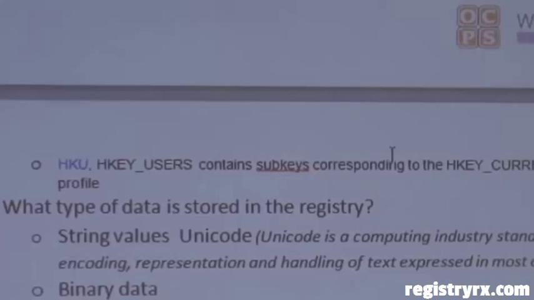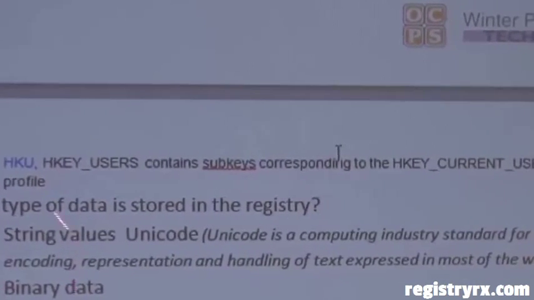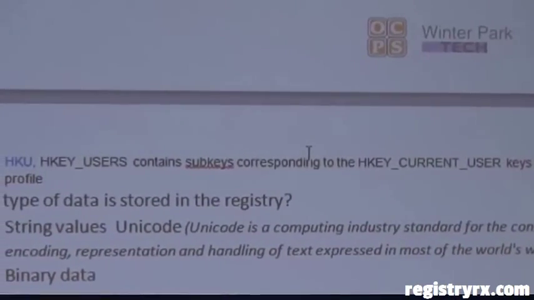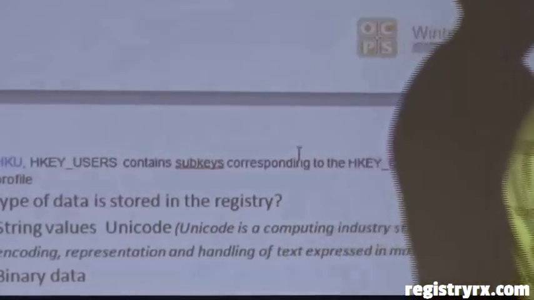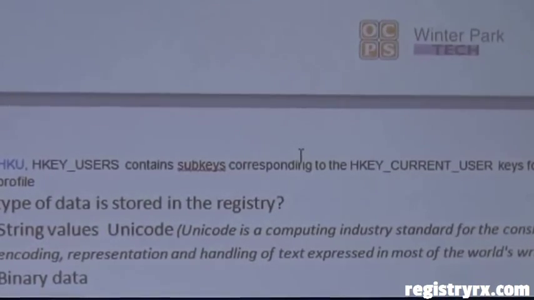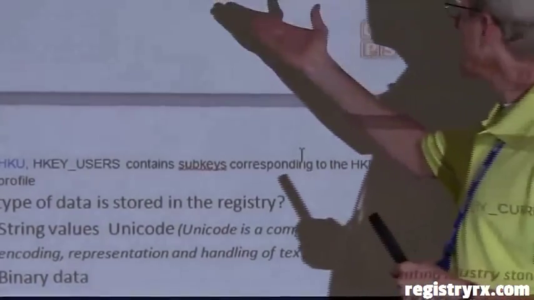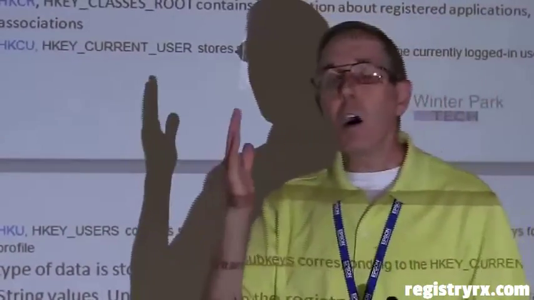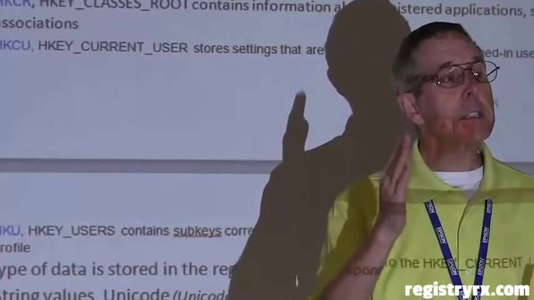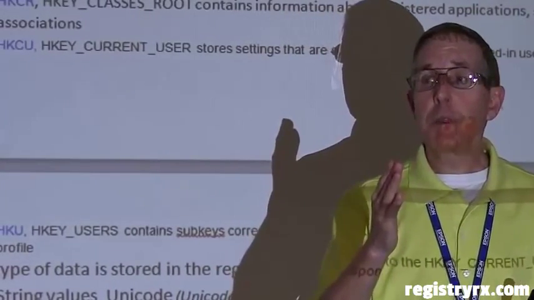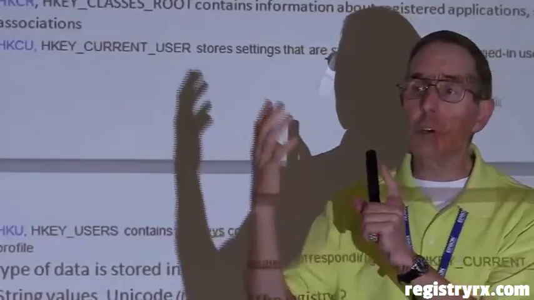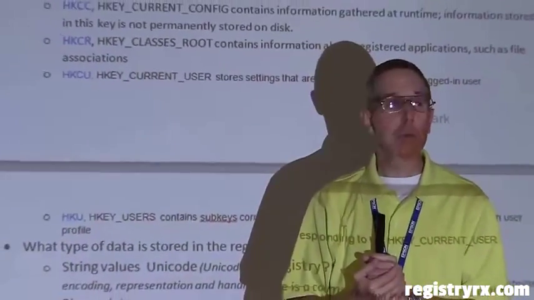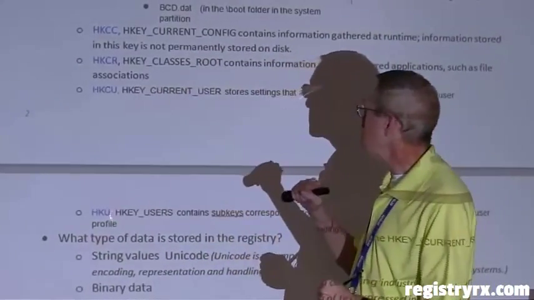So if there is more than one user logged on, we're going to store all of that information in HKey users. Generally, HKey users is just a mirror of HKey current user because there's only one person logged on. But remember, on a server, I can set up my server so that hundreds of people can log on at the same time. So then this key becomes real important.